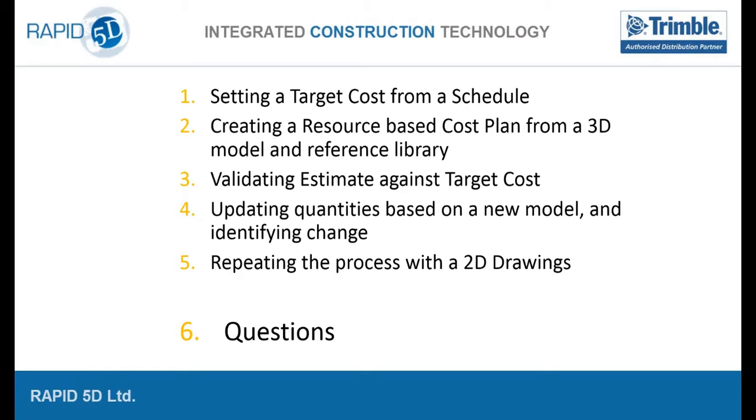So we set up a target cost from a pricing schedule. We created a resource-based cost plan. Then we validated our estimate twice after we'd done the 2D. We could do that against the target cost. We've updated quantities from a new model, and we've repeated the process with some 2D drawings.